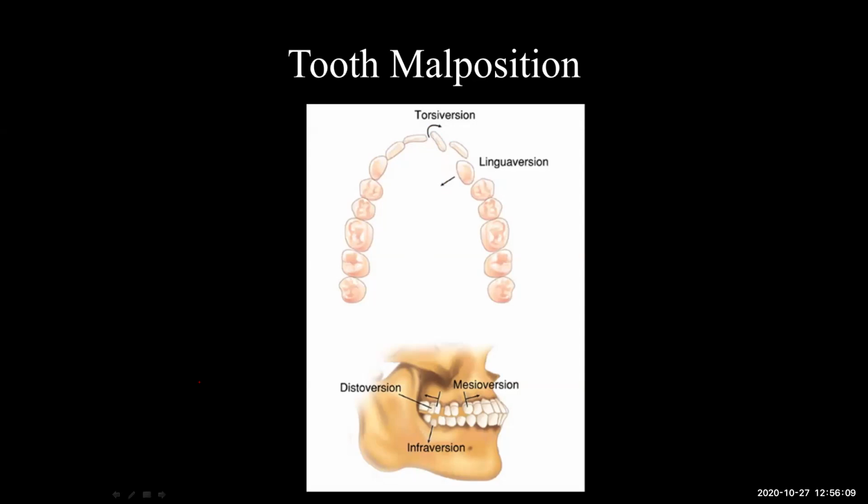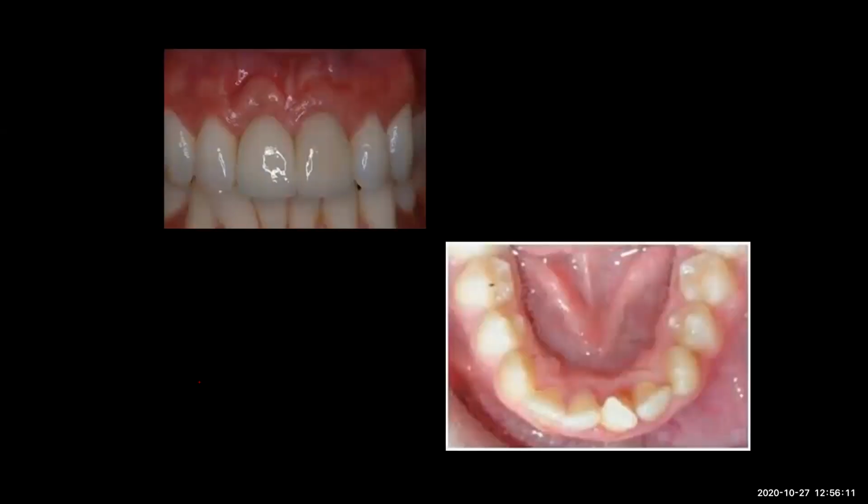So hard tissue charting asks you to take a look at that. So for this, on the bottom, we've got our central fossas. And what's going on with this canine here?